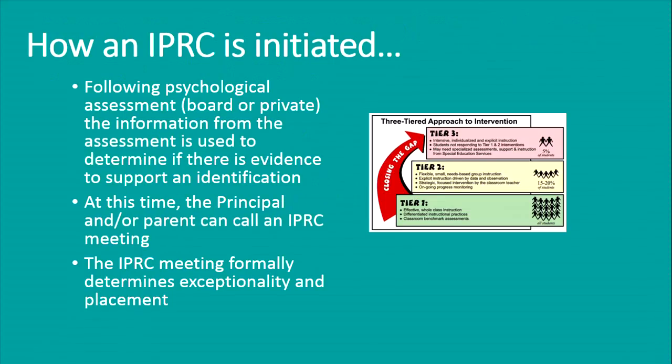Following a psychological assessment, board or private, the information from the assessment is used to determine if there is evidence to support an identification as indicated by the Ministry of Education. At this time, the principal and/or parent can call an IPRC meeting. The IPRC meeting formally determines the I, the identification or exceptionality, and the P, the placement.